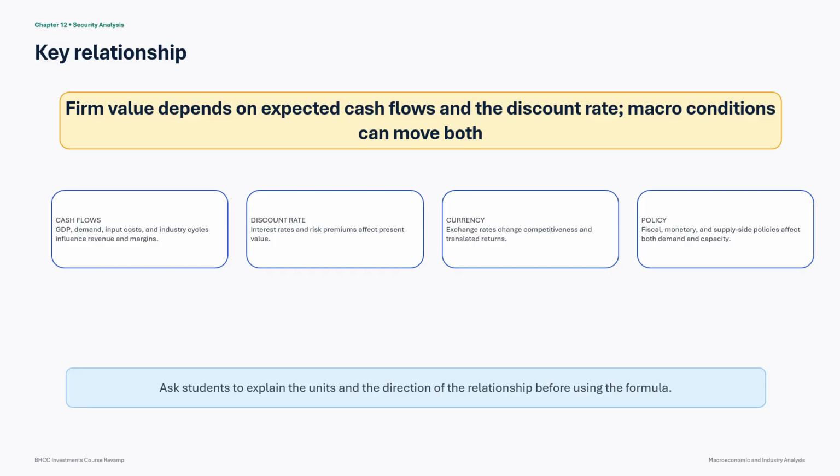Banks, utilities, software companies, home builders, and insurers can all respond differently to the same rate move. The formula is not difficult. The difficult part is deciding which inputs actually changed. Finance rarely hides the judgment. It simply places the judgment immediately before the equal sign.